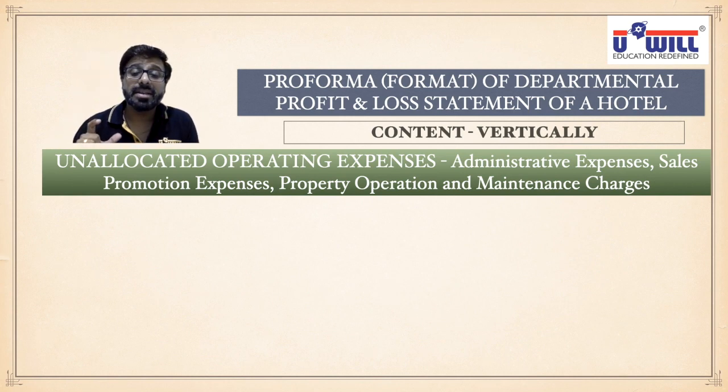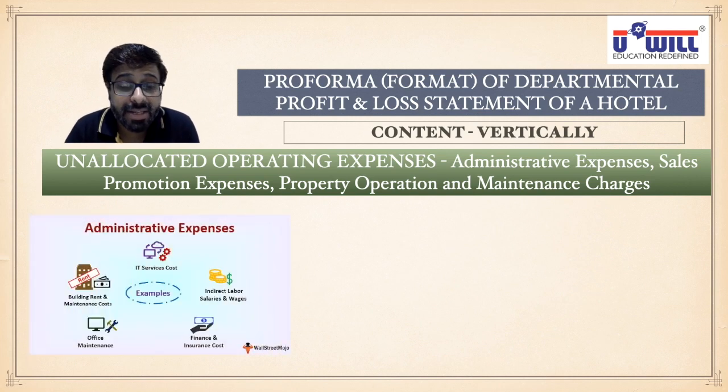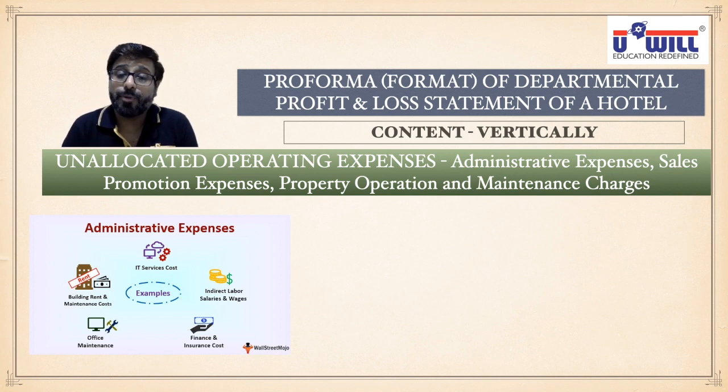Unallocated means these are those expenses which you cannot allocate to rooms department or food and beverage department or game zone or swimming pool or rental department. So we call them as what? Unallocated operating expenses. Three such expenses are there. Administrative expenses, like as I said, front office, reception area, finance charges, these all come in the administrative expenses category.